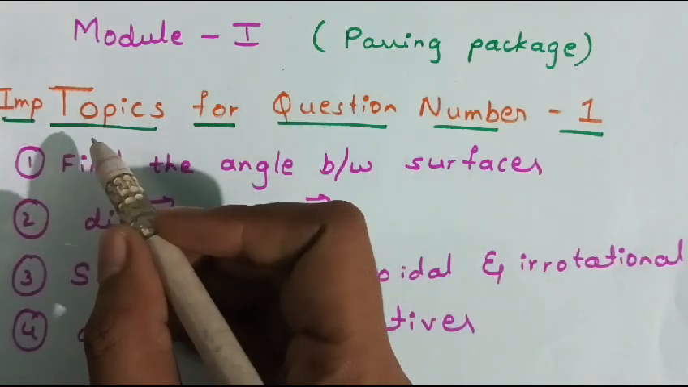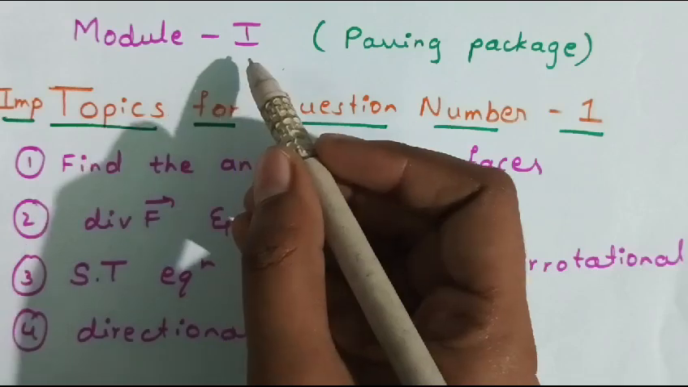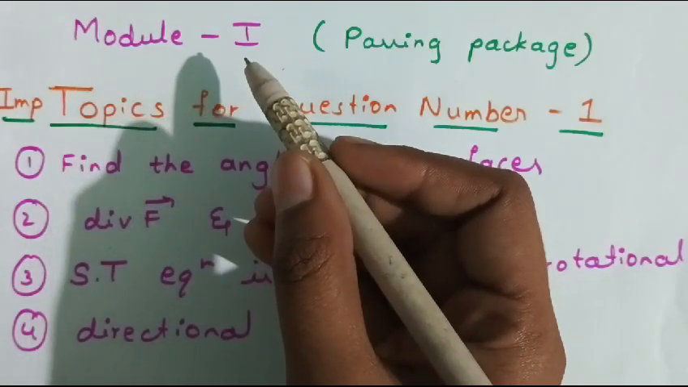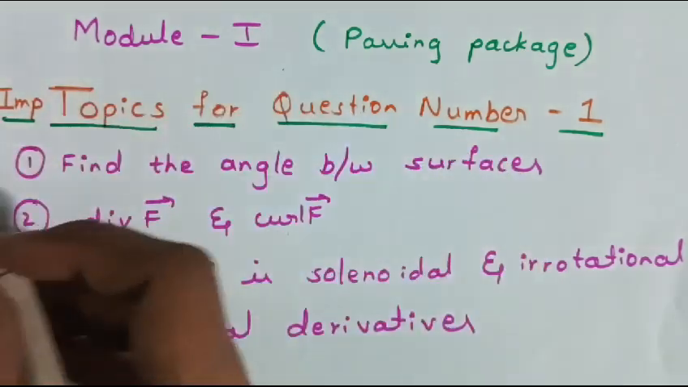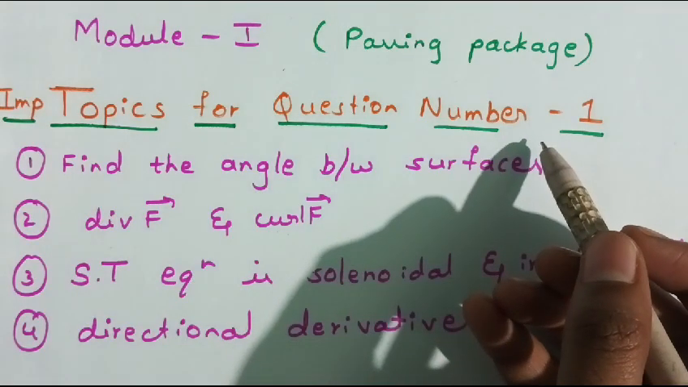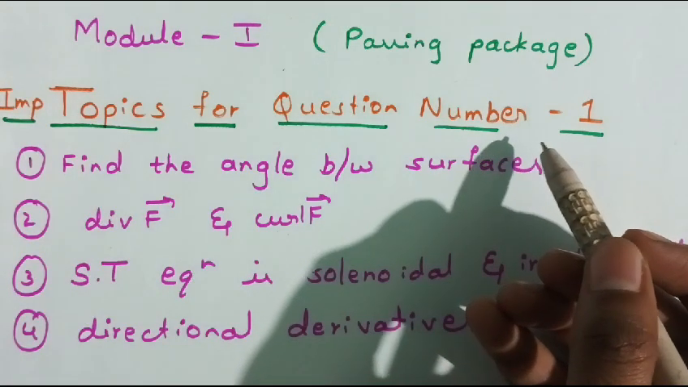As per the scheme, we know that Module 1 consists of two questions, question number 1 and question number 2, and each question consists of three sub-questions. Here we are discussing the important topics for question number 1, meaning on what topics the question might be asked.